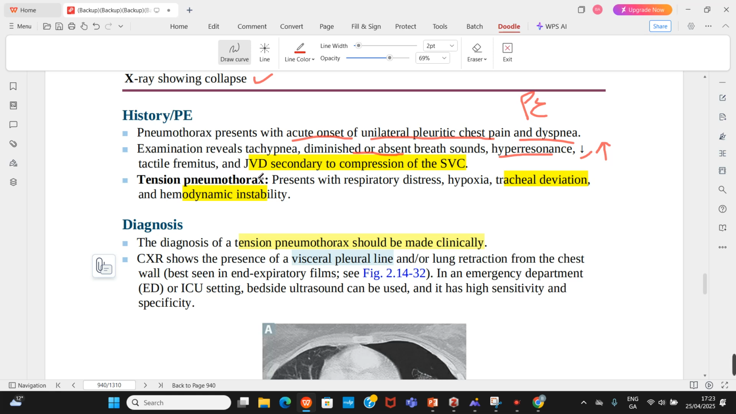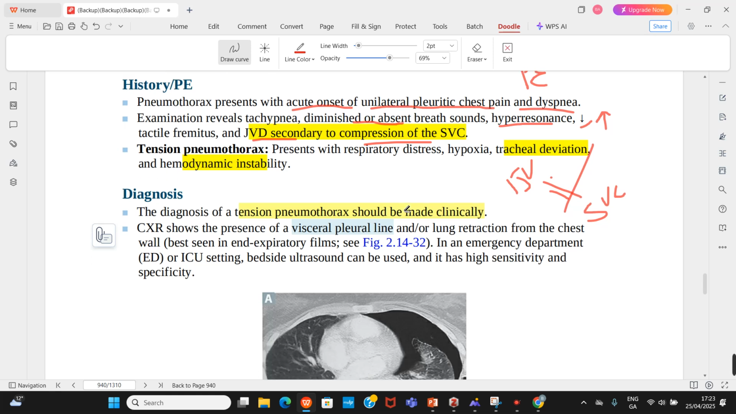Consolidation. So JVD is increased because of compression of the SVC. The SVC is compressed, so that means there is no way the IJV, which is the internal jugular vein, would empty into the SVC. If the SVC is kinked, kinking of the SVC will block the IJV from emptying into it. So there's going to be internal jugular vein distension. That's another thing to look out for.